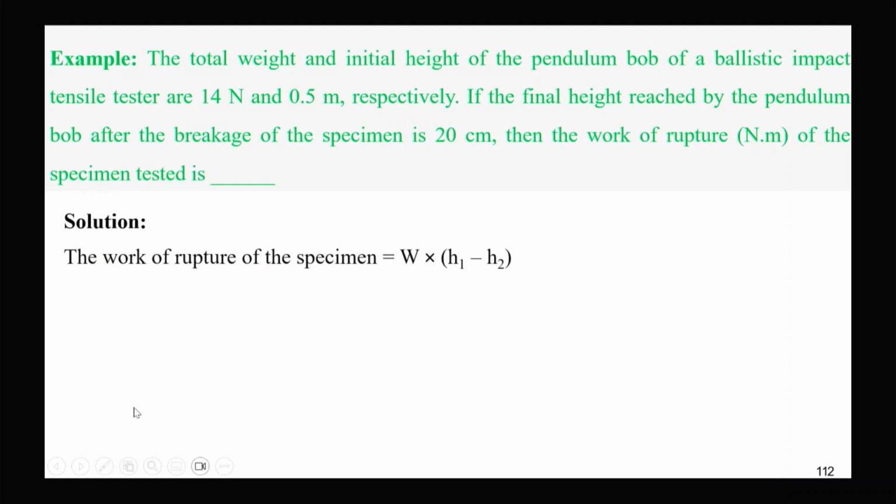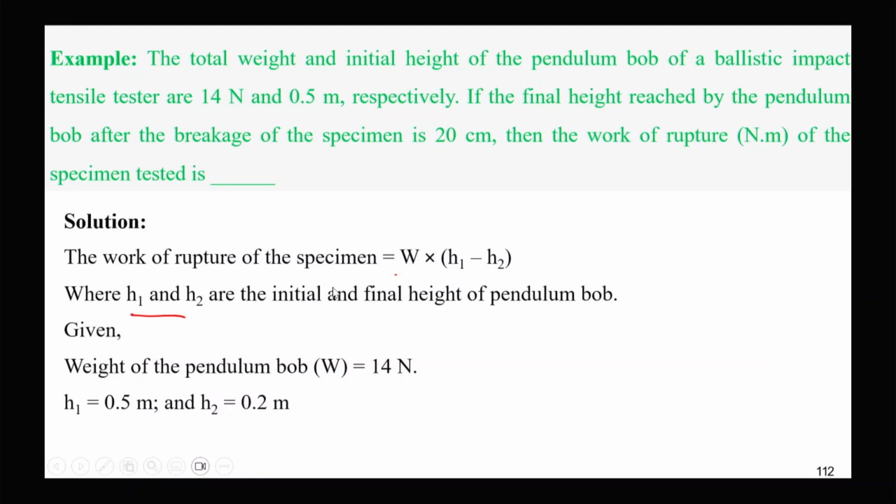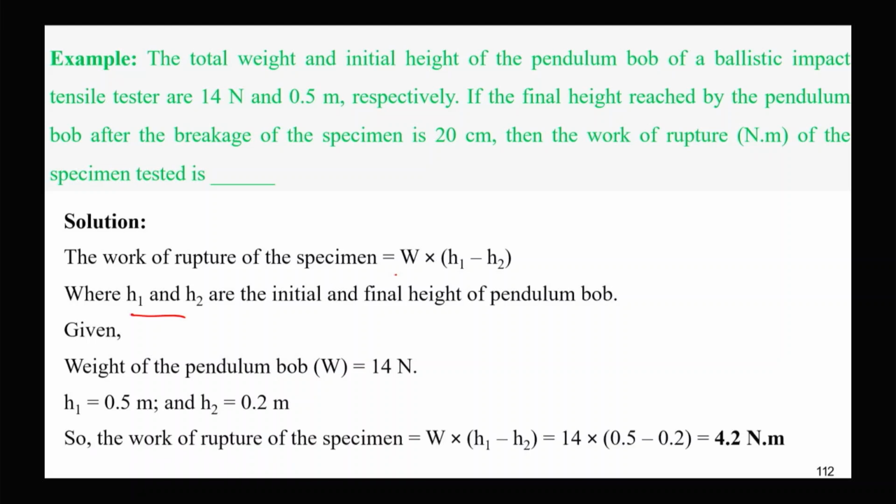So work of rupture we have seen. H1, H2 we have to calculate. It's given, so we have to calculate the work of rupture. So W is 14 Newton, H1 is 0.5 and H2 is 0.2. So we will calculate the work of rupture as 4.2 Newton meter.